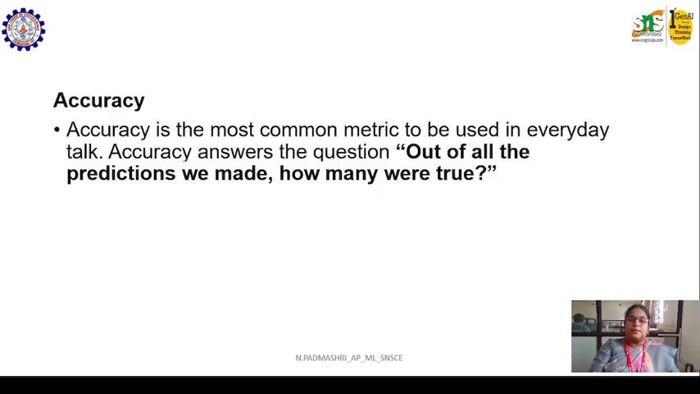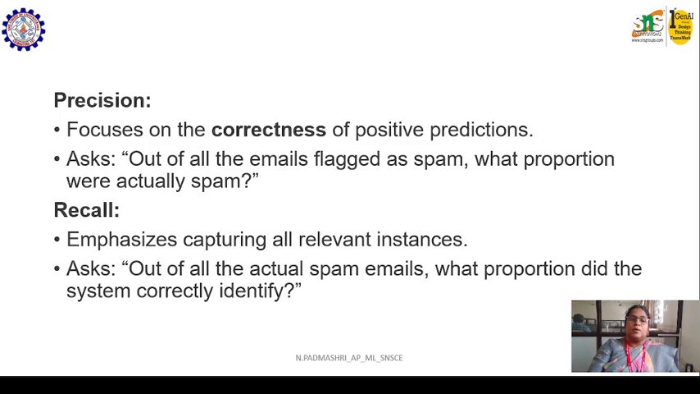So what is accuracy? It is the most common metric used. Out of all the predictions we made, how many predictions were actually true? That can be measured using accuracy. What is precision? Precision refers to the correctness of positive predictions: out of all predictions, how many positive predictions did we correctly predict? What is recall? Recall is capturing all the relevant instances. For example, out of all the spam emails, what portion does the system correctly identify? That is called recall.